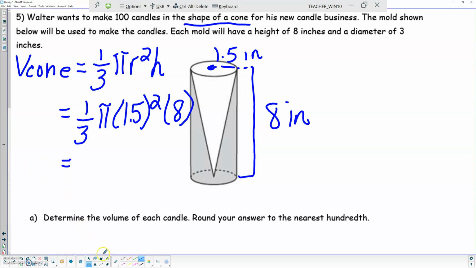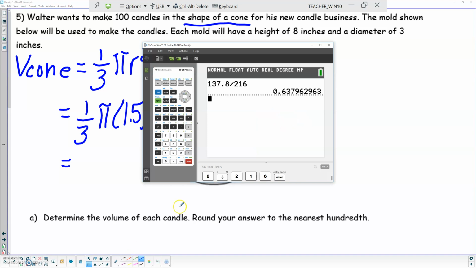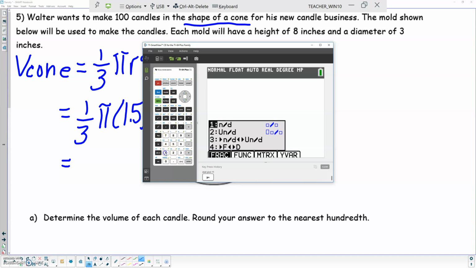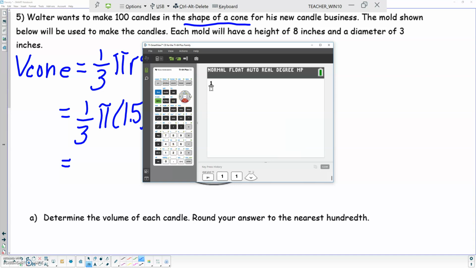Okay, so from there we're going to put that right into our calculator. Okay, so 1/3 times pi times 1.5 squared, and the height is 8. So we get a volume of approximately 18.8496.